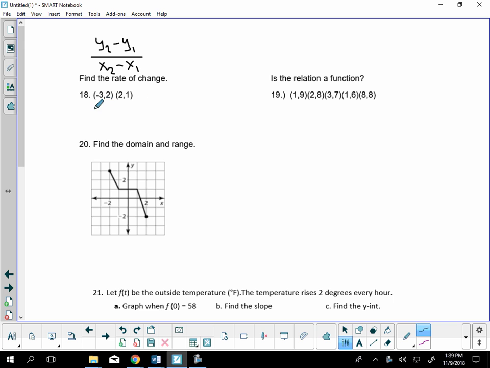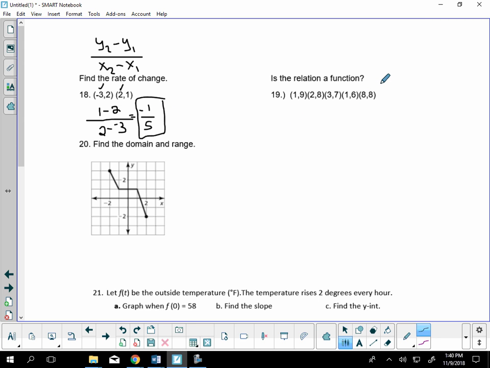So in this case, I'm going to subtract my y's and I get 1 minus 2. Subtract my x's, and these are my x's. 2 minus negative 3. Be very careful of your signs. Get negative 1 over 5. And that is my answer.